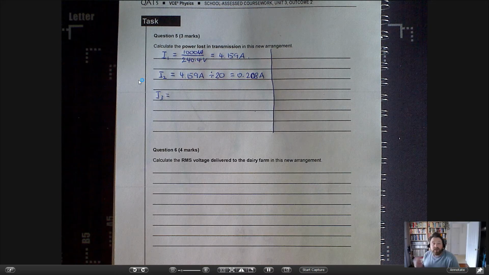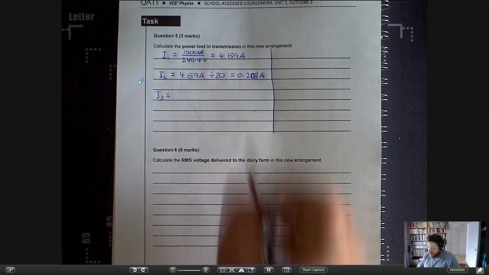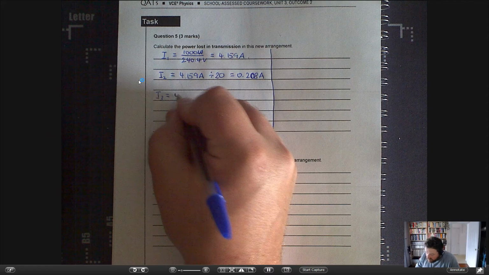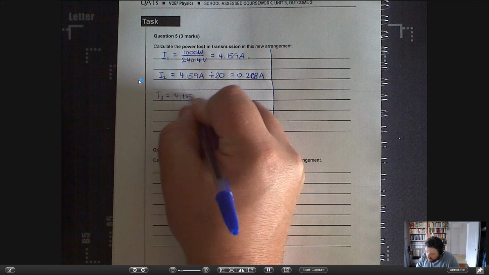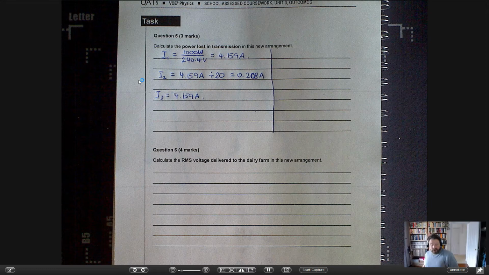And I3, well, we're just multiplying up by 20 again, so that's just going to get us back where we started. All right, so those are our currents. We're being asked to find power lost, and remember, power lost is just I squared R on the wires.